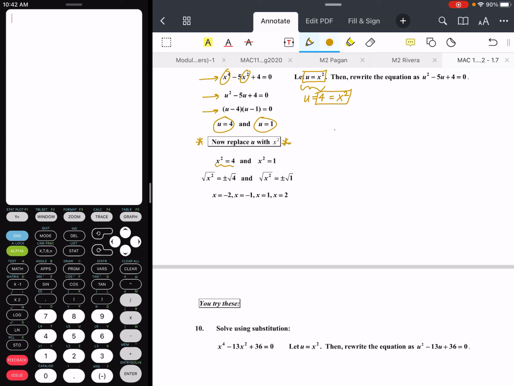Okay, my original equation didn't have u's in it. It had x's, so I need to solve for x. So I have x squared equals 4. I take the square root of both sides, remembering my square root property, plus or minus. So this gives me two solutions, x equals -2 and x equals +2. I also have u equals 1, so if u equals 1, and I know that u equals x squared, now I'm focused on solving this equation. x squared equals 1. Take the square root of both sides, remembering my square root property, so x equals plus or minus 1. This gives me these two solutions.